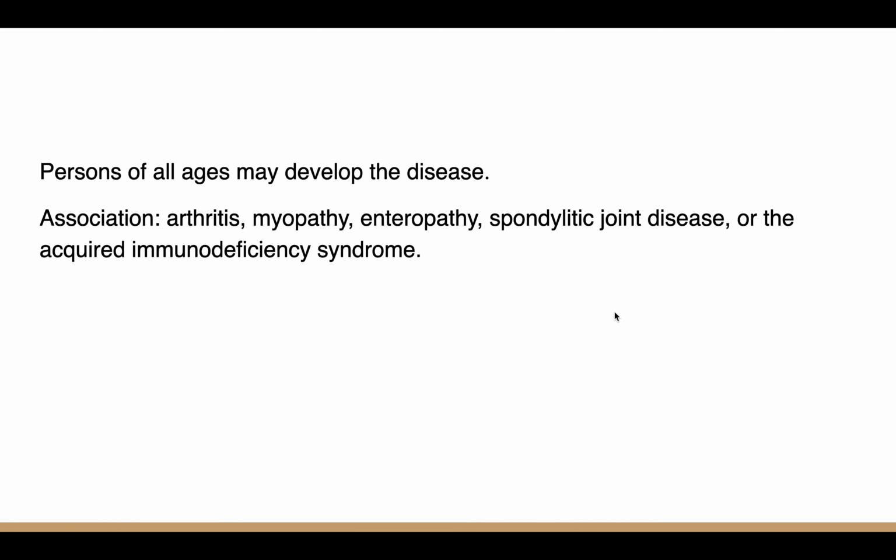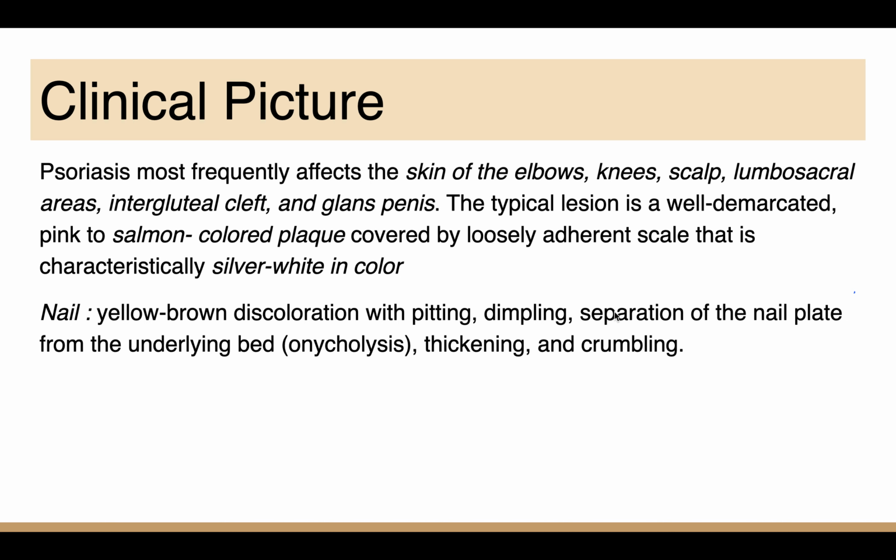Now going to the clinical picture. Persons of all ages can develop the disease, and it is also associated with many other diseases. The person is prone to develop arthritis, which is also called psoriatic arthritis. Myopathy, enteropathy, and acquired immunodeficiency syndrome can also occur. Now, how does the lesion look in the person? We will discuss the clinical picture, then we'll go to the histology part, then the pathogenesis part.